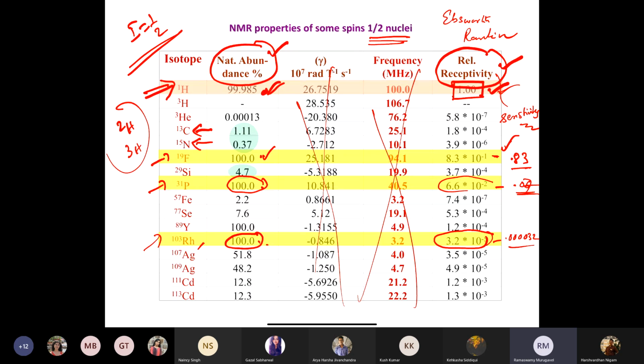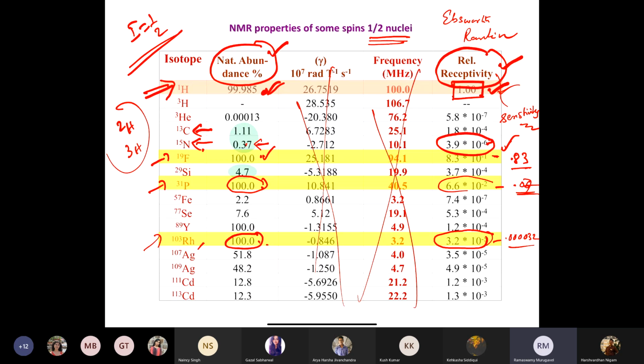Okay, N14 is quadrupolar, I is greater than half. So that is the most abundant isotope, but that's of no use. But there's one isotope, namely 15 nitrogen, which has a very small abundance, about 0.37, less than a percent. But I is equal to half, non-quadrupolar, so it gives rise to signals. Although the receptivity is somewhat poor, this is an important nucleus.